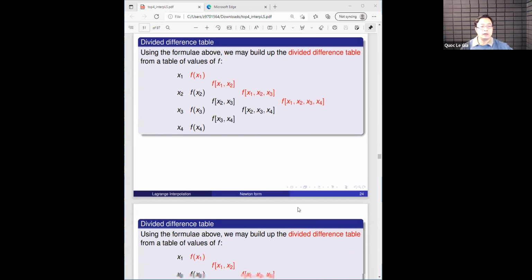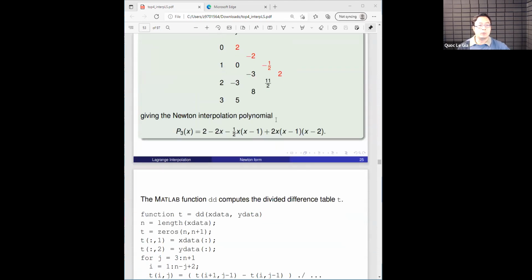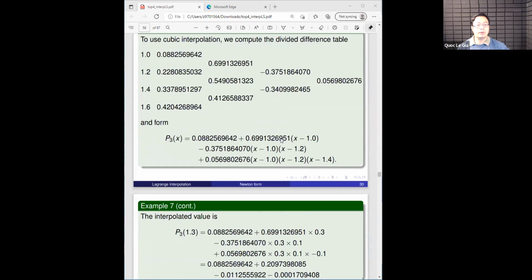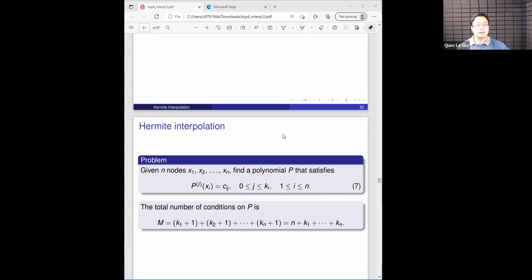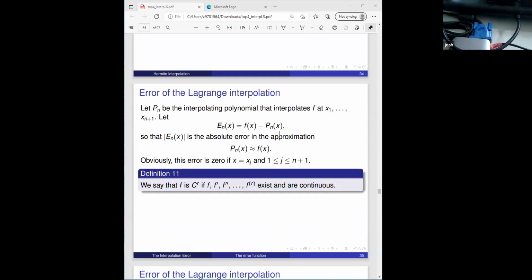And then we also talked about the errors. So this is just an example. Remember, the error is the gap between the real function and the polynomial that interpolates the data.